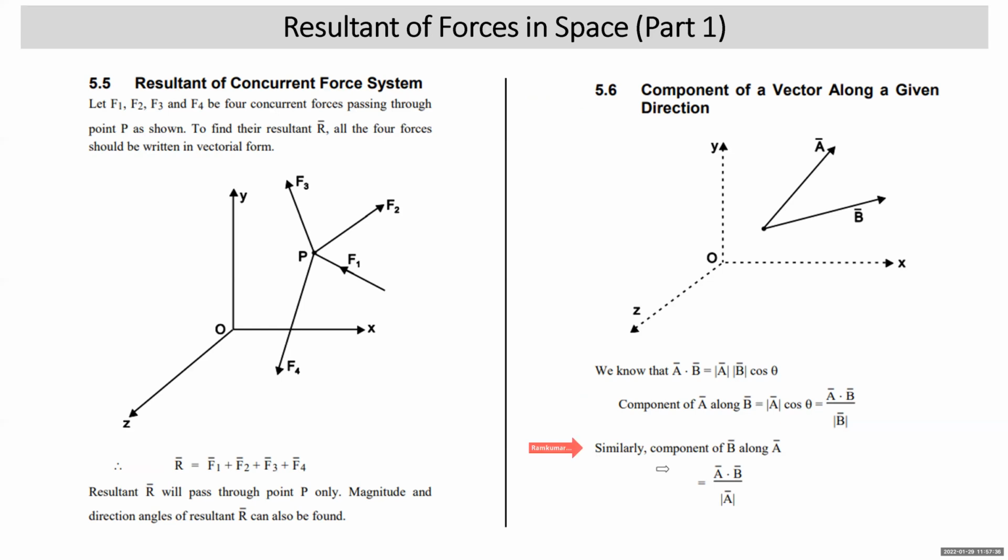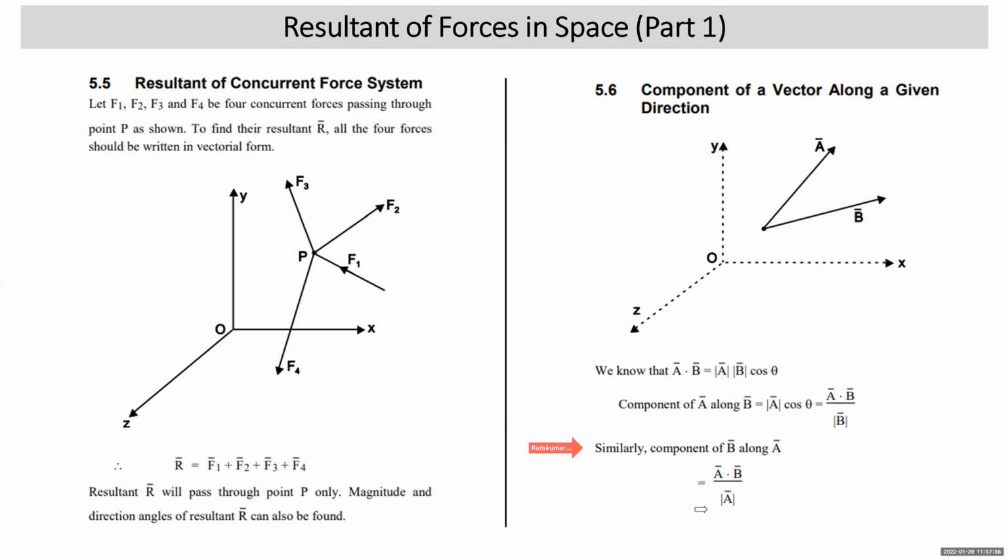Similarly, if you want to find component of B bar along A bar, it is A dot B upon mod of A. So what way you can understand it: whenever you are looking for a component of a vector in some other direction, all right, the numerator will remain the same, whether it is component of A bar along B bar or component of B bar along A bar. Numerator remains the same, that is A dot B.